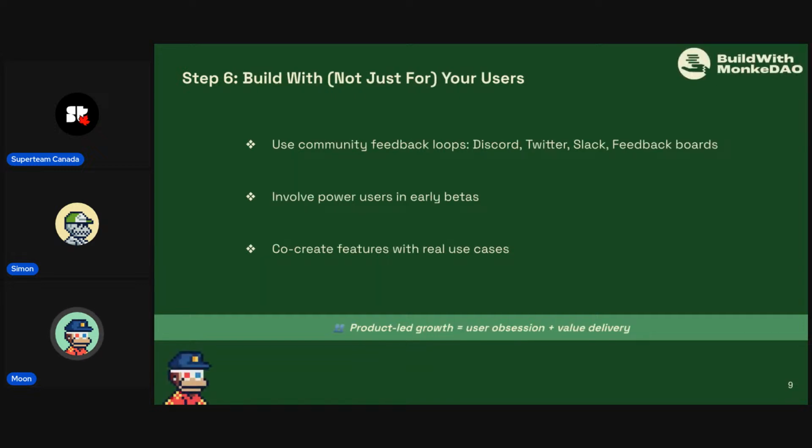Step 6 is build not just for your users, but build with your users. I think some of the most successful products that we've seen, even in Web3, are products that build and interact with their users on a daily, regular basis, to take their end users' feedback into account as they're building out their product.